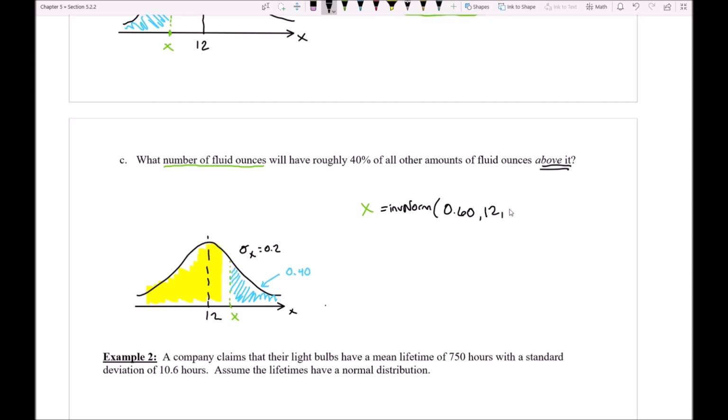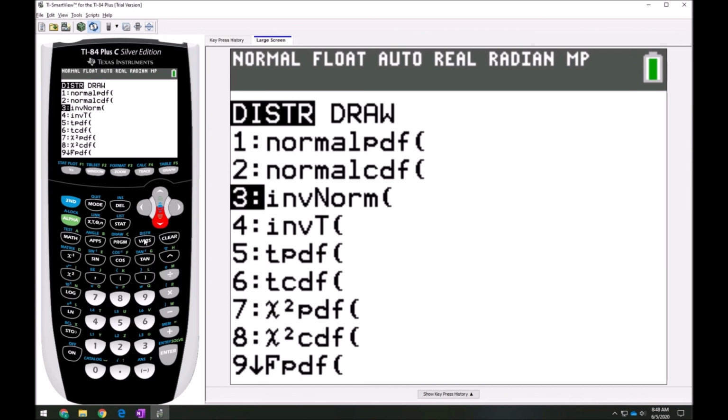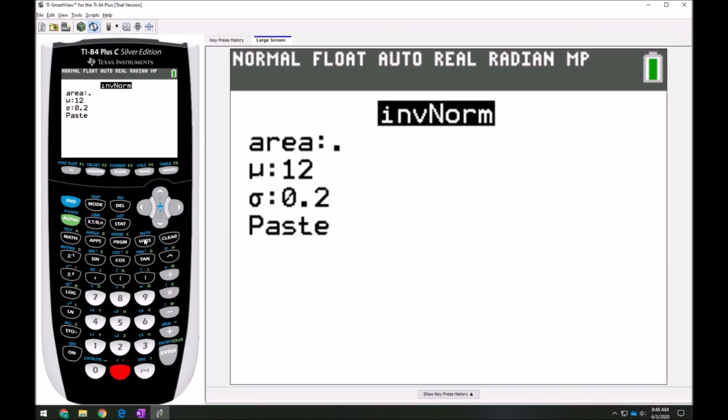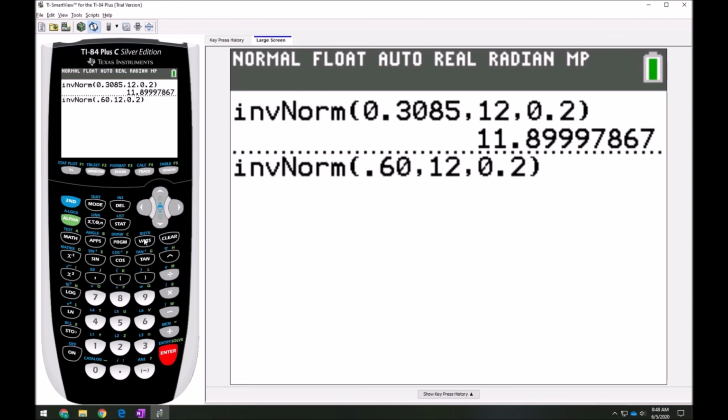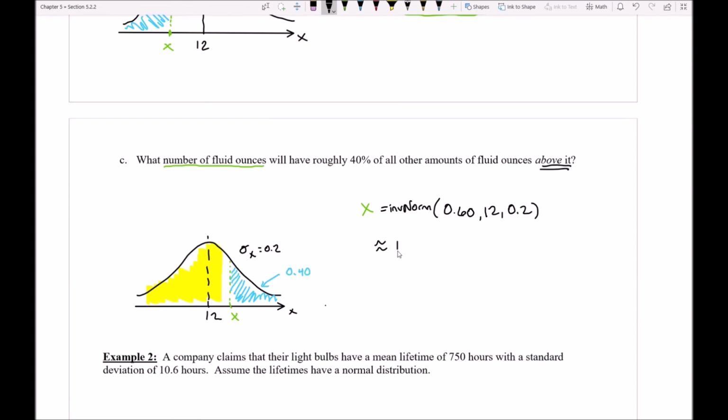And then I would go ahead and do my mean and my standard deviation. I can go to my calculator to type this in. Let's see, I'm going to go down to option 3, and I'm just going to change that area to be 0.60. Now that I have this as 0.60 in there, I can hit enter, and boom, I get a number: 12.0506. All right, so I'll write that down. Oh, I guess 07 if I round to 4 places. So I have 12.0507 ounces. And again, I found that green value that's on the number line.